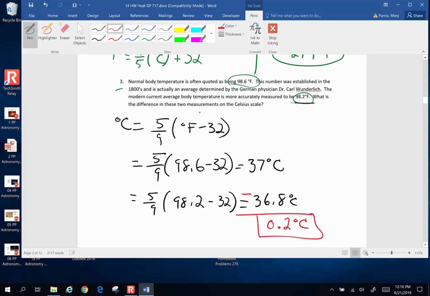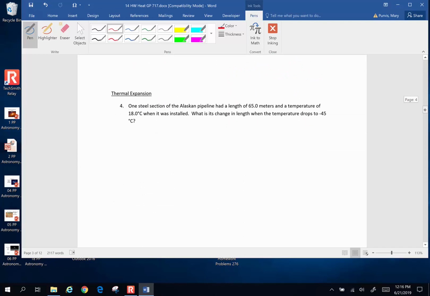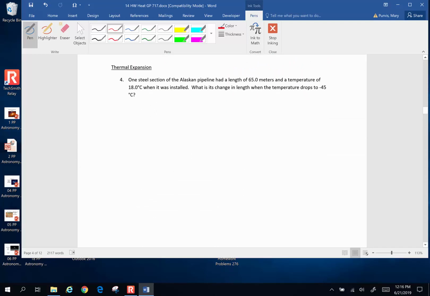So that's going to be the difference between those two measurements on the Celsius scale. All right, let's go ahead and do the next problem. We're now getting into some thermal expansion problems.